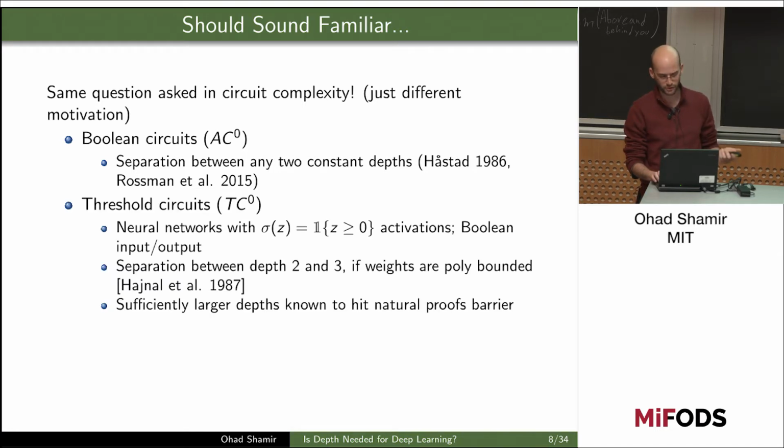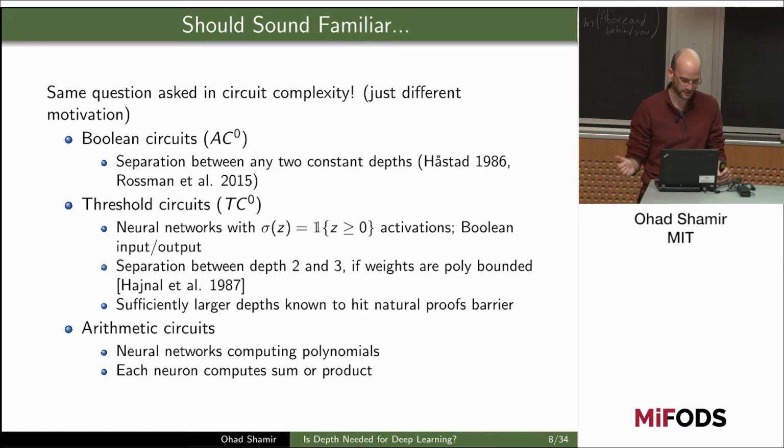In the context of threshold circuits, which are really nothing more than neural networks where the activation is a threshold and the inputs and outputs are Boolean, we also have results. So it's well known that you can separate depth 2 and depth 3 if the weights are bounded. And moreover, we know that at some point we're going to hit some barrier, particularly the natural proofs barrier that maybe I'll explain a little bit later on. But anyway, we have a lot of existing results.